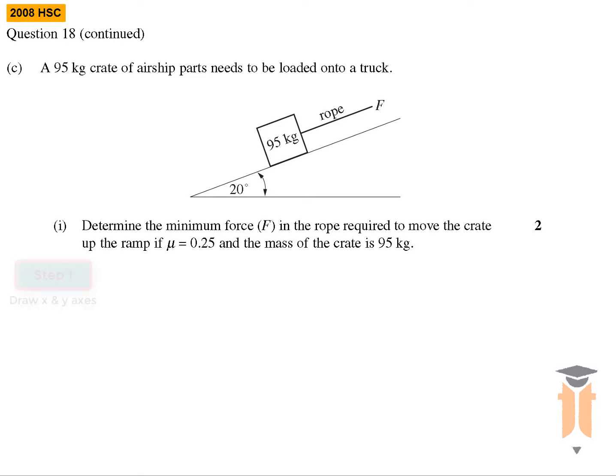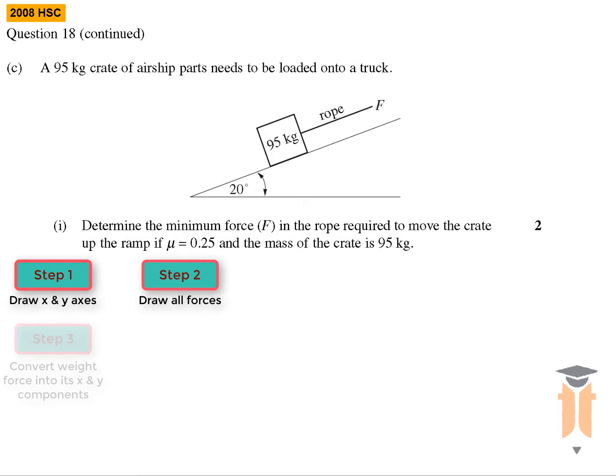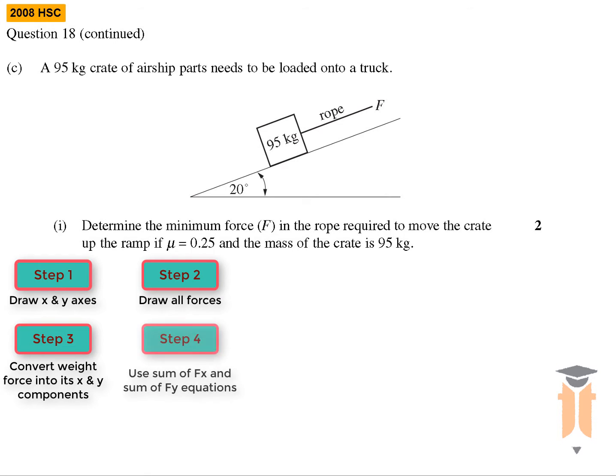The first step is drawing our X and Y axis. The second step is drawing our forces. Third step is converting the weight force into its X and Y component. And then we use our equations, which will be sum of Fx equal to 0 and sum of Fy equal to 0. And then we are able to solve for F.